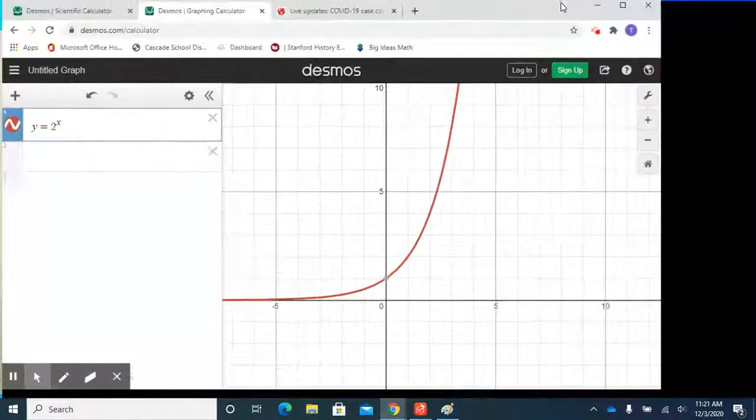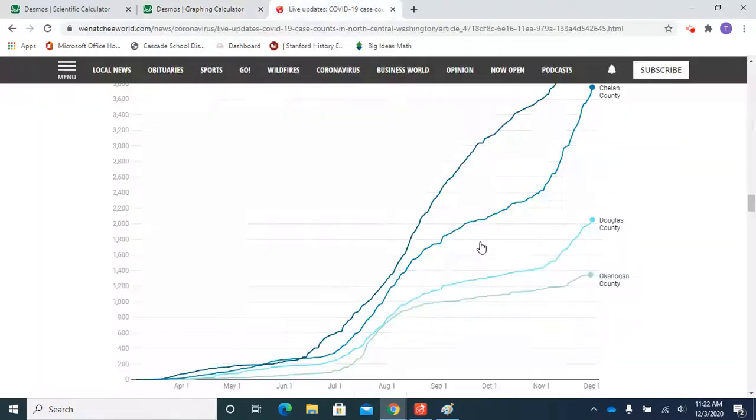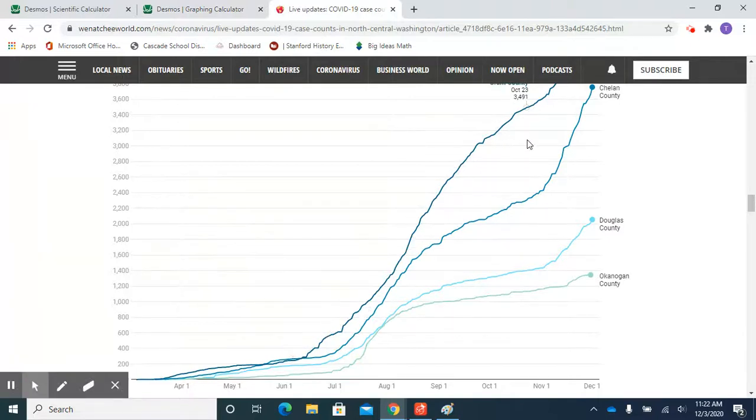Exponential functions are graphs that look like this. They increase exponentially. So they have a gradual curve, and that curve steepens very quickly, exponential curves. And we see those in everyday life. One of the places we can see it right now is in these graphs of COVID cases. So these are total COVID cases, and you can see we have exponential growth.